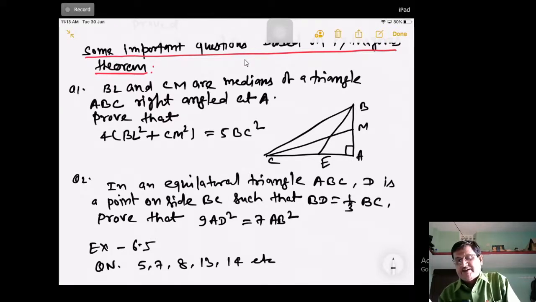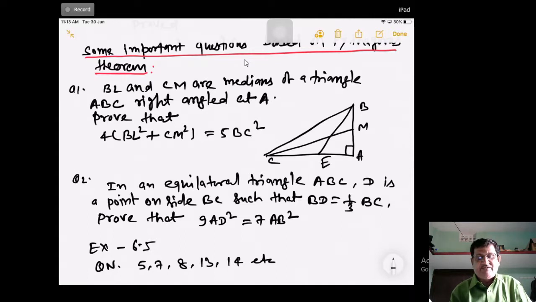The second question is: in an equilateral triangle ABC, D is a point on the side BC such that BD is equal to 1 by 3 BC. Prove that 9 AD square is equal to 7 AB square.